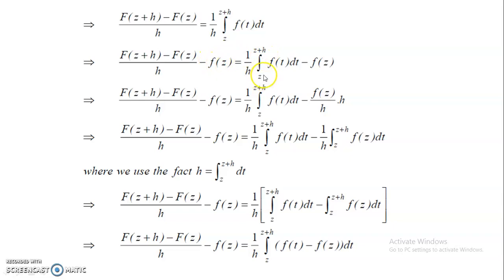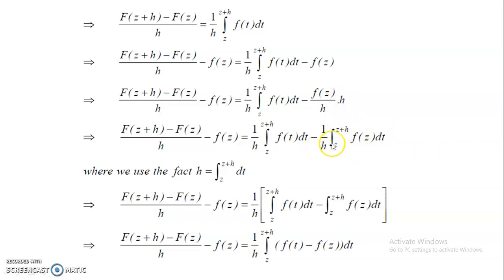So that is the integration over z to z plus h. What we are seeing is that, taking minus f of z on both sides, we can take it as f of z times h by h, multiplying and dividing by h, which becomes 1 over h. Since f of z is independent of t, the integral of dt from z to z plus h is always h.